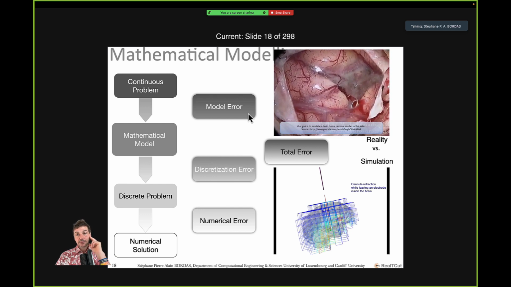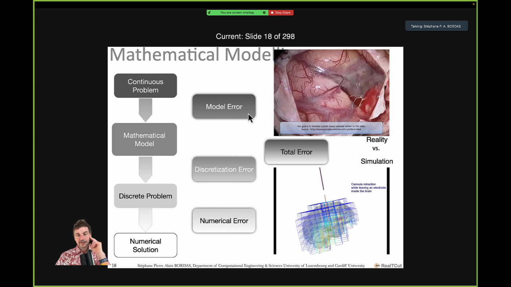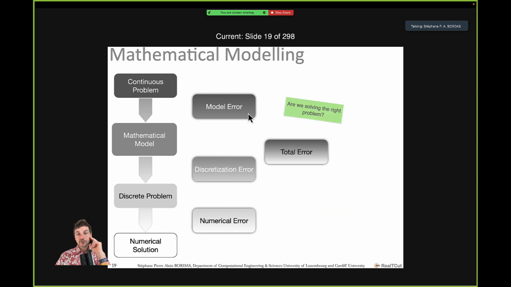And this happens all the time, that in papers people confuse model error with discretization error. They confuse verification and validation. So they are confusing the two questions. Are we solving the right problem, or are we solving the problem right? So are we solving the right problem is the validation question. And are we solving the problem right, meaning are we solving the problem correctly, is the verification question.